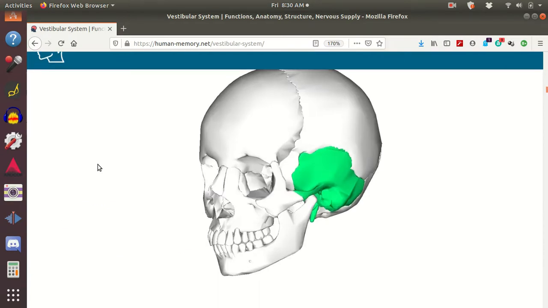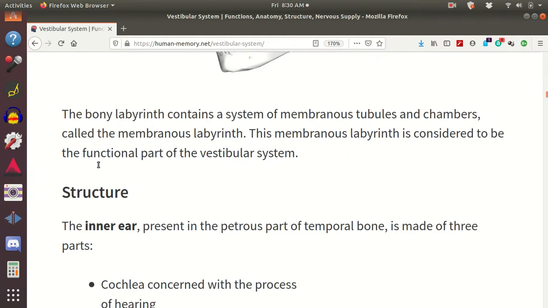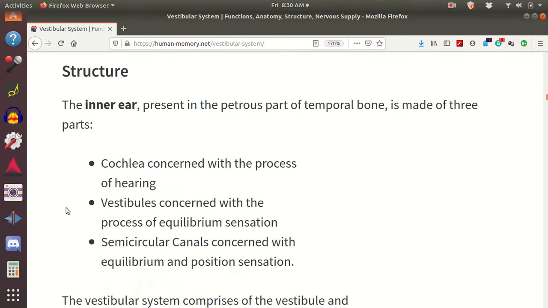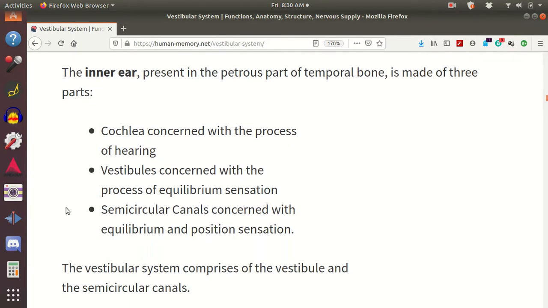Interesting. So this is all part of it, where it's located, what it's located in. Structure of the inner ear. Once again, the inner ear is present in the petrous part of the temporal bone. It is made of 3 parts. Cochlea concerned with the process of hearing. The vestibule concerned with the process of equilibrium sensation. Semicircular canals concerned with equilibrium and position sensation, or angularity.